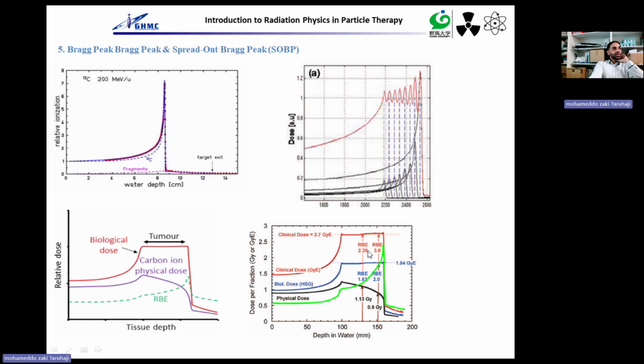Does that make sense? Then if I'm good with my RBE value, I can take this biological dose and multiply by my physical dose to determine the clinical dose that I can use to treat this type of tumor.